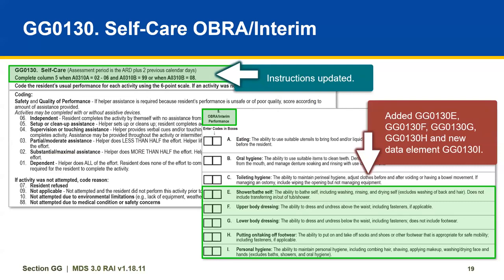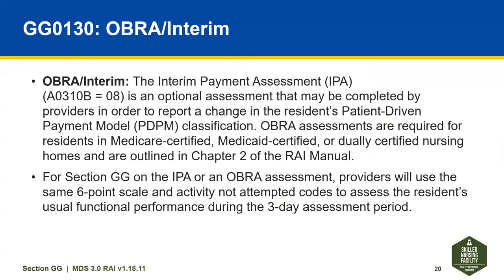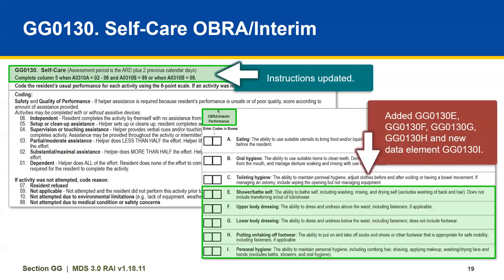Here is a snapshot of the self-care item GG0130 OBRA interim assessment. And note that this is a 3-day observation period. These data elements were added to accommodate this column being used for IPA and OBRA assessments when A0310A equals 2 to 6 and A0310B equals 99.